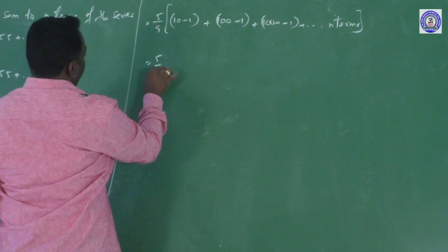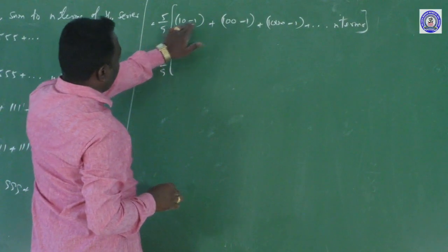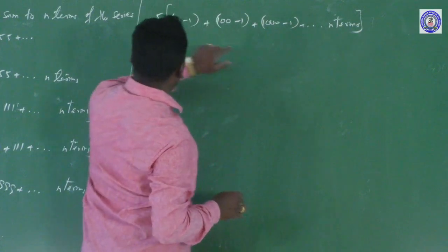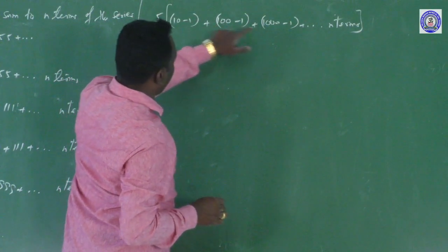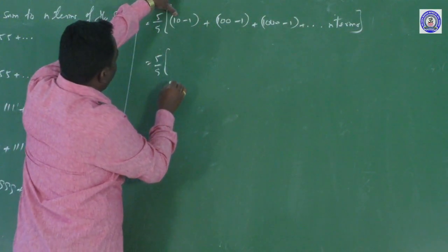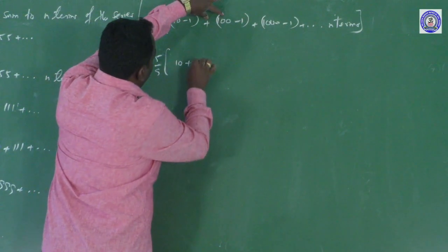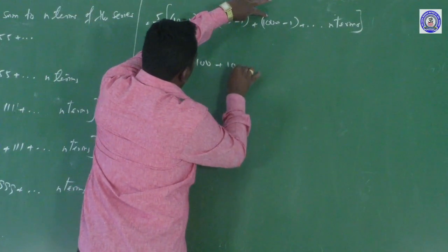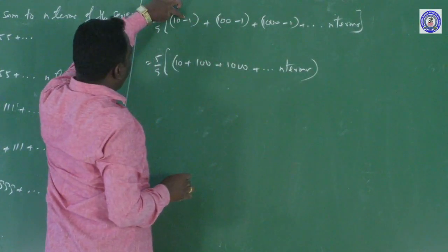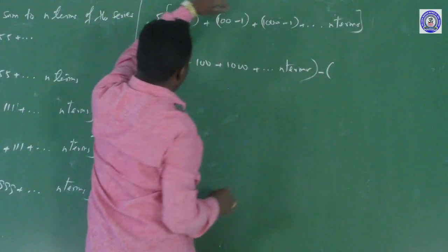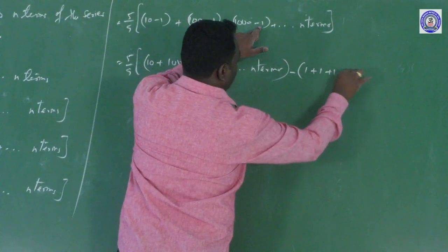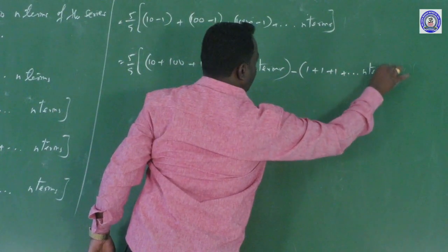Now what we want to do next is collect the first terms of the brackets: 10 plus 100 plus 1000 plus etc. n terms, and the second terms of all the brackets, which are minus, collecting 1 plus 1 plus 1 plus 1 plus 1 etc. n terms. Now the first part is 10 plus 100 plus 1000 plus etc. n terms in the first bracket, then taking minus common, 1 plus 1 plus 1 plus etc. up to n terms.